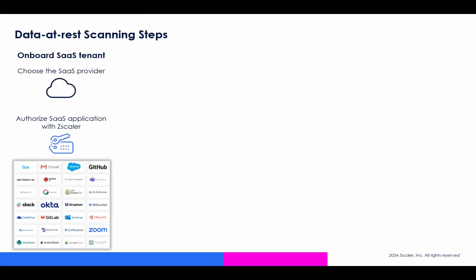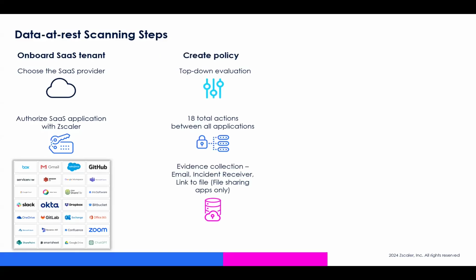First, onboard your SaaS tenant. Zscaler supports API integrations with over 25 SaaS applications. Onboarding a tenant is as simple as selecting the SaaS application from the menu and then logging in to authorize the SaaS application with Zscaler. Once this is done, you can create policy.